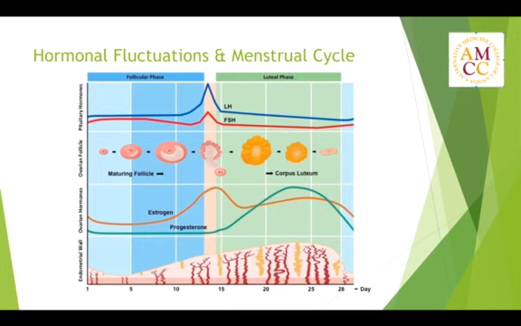Finally, in the 5 to 7 days before the period, the liver starts breaking down estrogen and progesterone so they no longer nourish the endometrium. And when they're low enough, we will have a period.